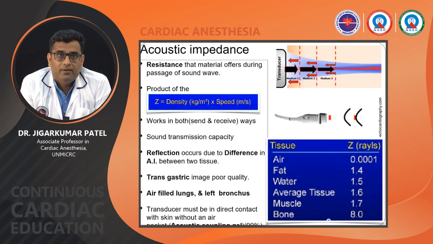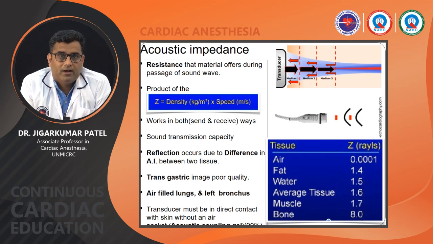This is why we can't get a good image in the transgastric TE image, because there is air in the fundus. When air and tissue are both in the medium, they affect the image transmission. Similarly, this is why we can't get a good image in the upper esophageal view, because the air-filled lung and left bronchus will have a different acoustic impedance than tissue. So it will reflect all the image and the image will not properly form.